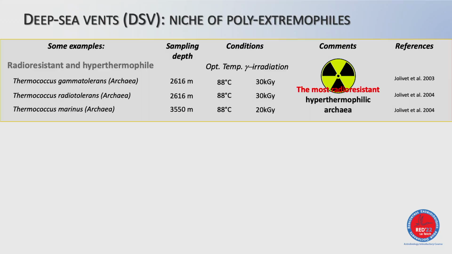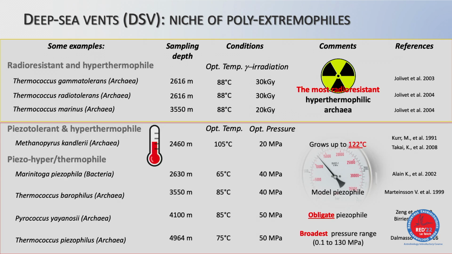In the deep sea vents, you can also find polyextremophiles. Some examples here are the radio-resistant hyperthermophiles. Those strains are the most radio-resistant hyperthermophilic archaea we can find on Earth. Besides radio-resistant, you can also find some piezotolerant ones. So they are hyperthermophiles, but also adapted to high-pressure conditions.